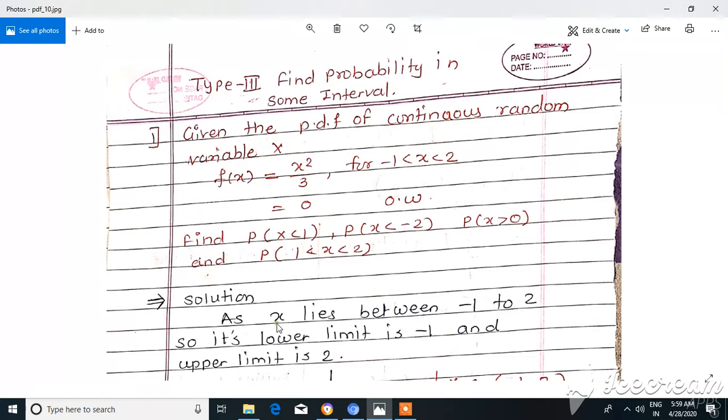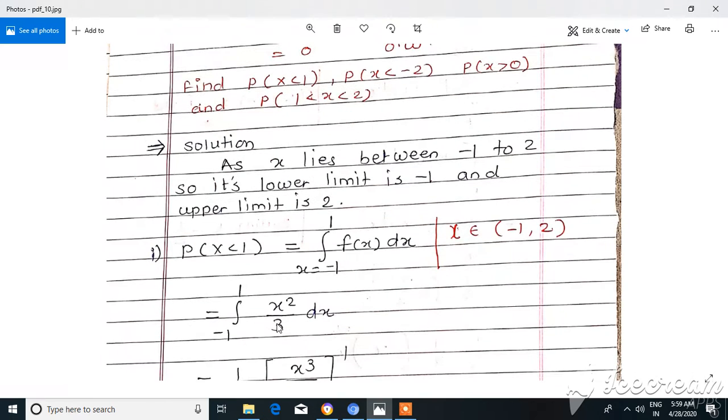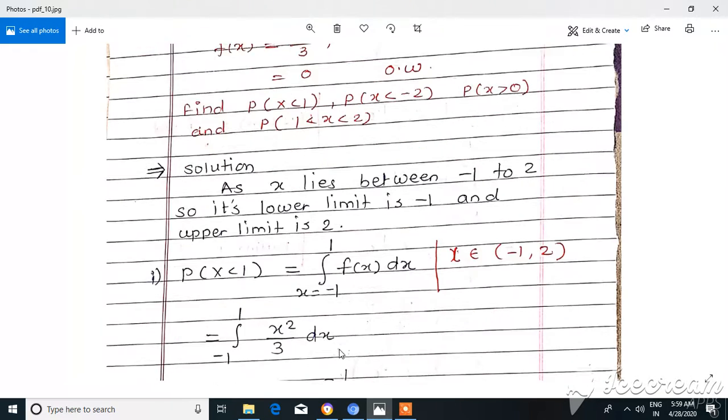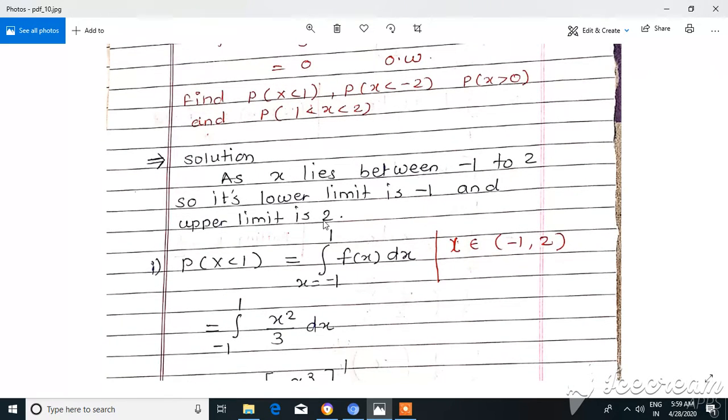As x lies between where to where? X lies between -1 to 2. So the range of x is -1 to 2, so its lower limit is -1 and upper limit is 2.